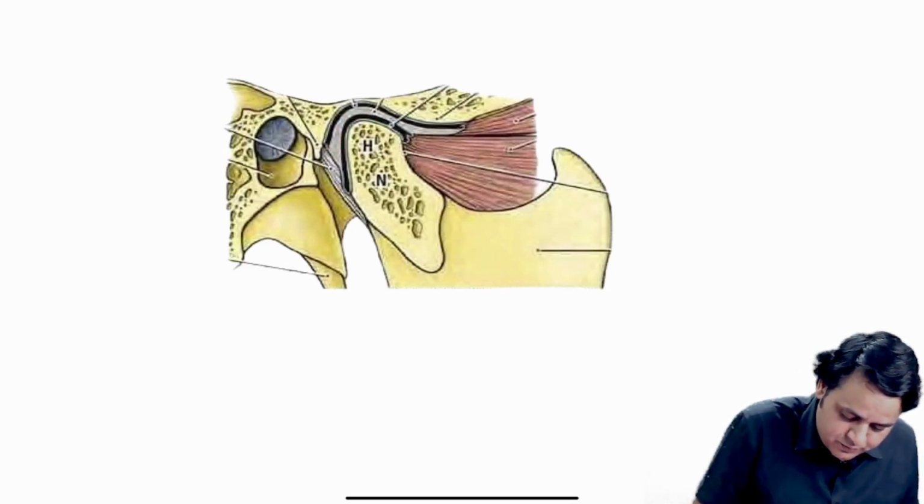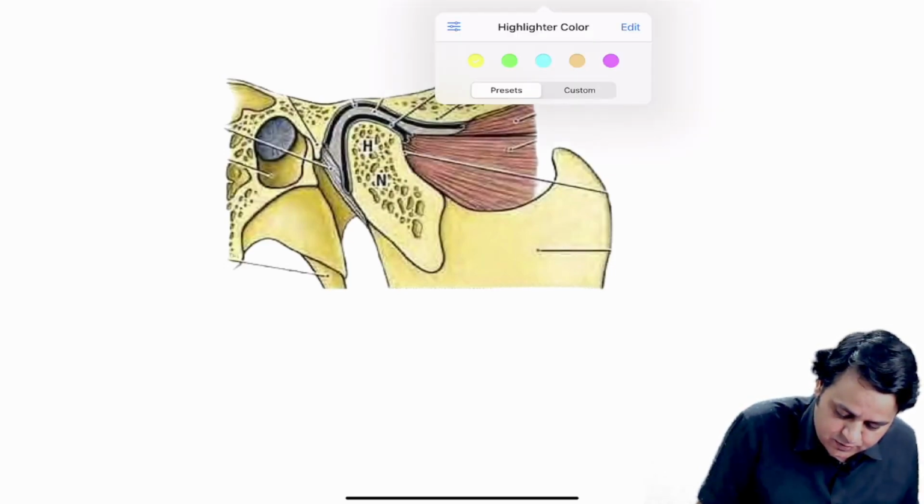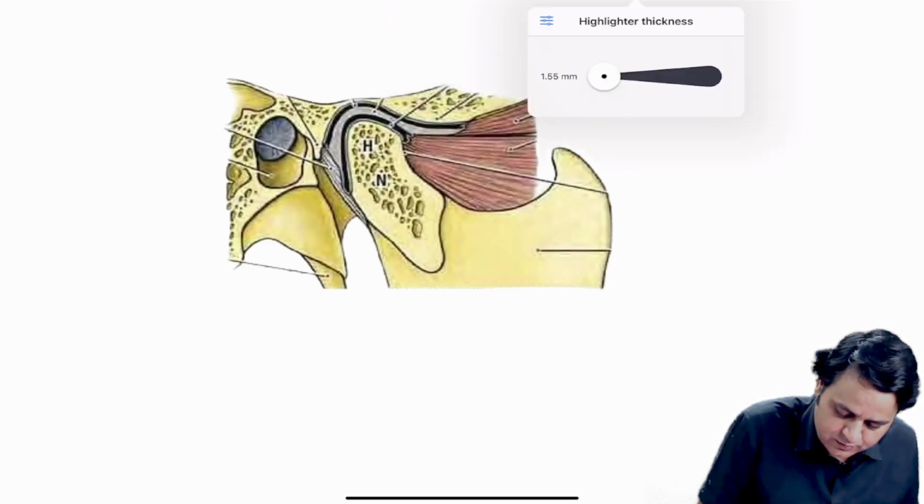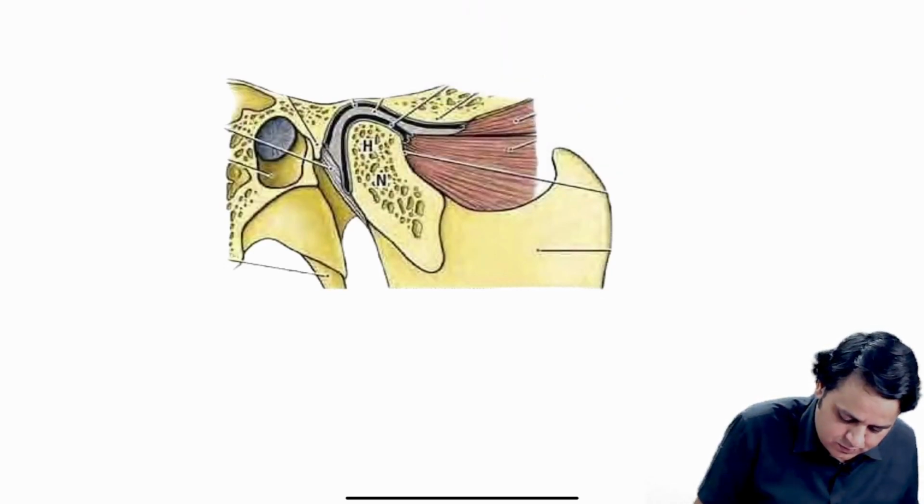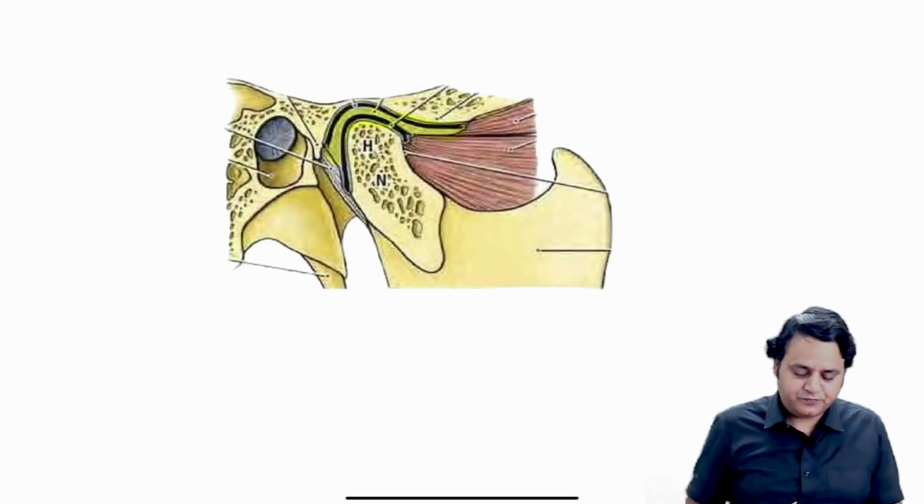I should fill some color in this. Okay, let's try. This is the articular disc.